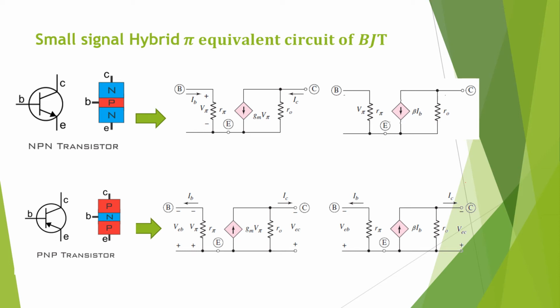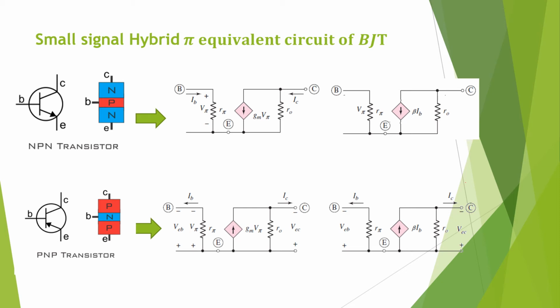In this equivalent model, you can see that between base and emitter we have the R pi resistance. Across the R pi resistance we have the voltage called V pi. The current through R pi is IB. This is the input. Actually, the transistor can be treated as a two-port network. The input port is between base and emitter. The output port is between collector and emitter.